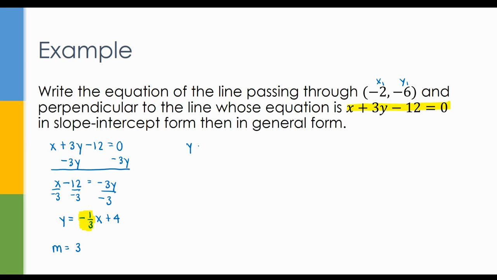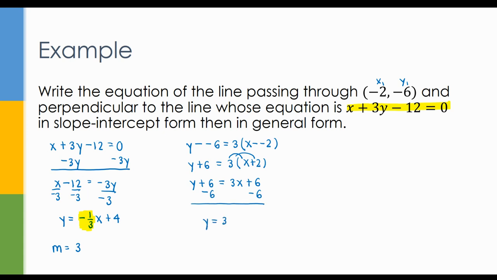I'm going to put it into point-slope form. So we'll have y minus -6 equals 3 times the quantity of x minus -2. Well, back-to-back negatives, it's really y plus 6 equals 3 times the quantity x plus 2. Now to get this into slope-intercept form, I'm going to distribute. So we'll have y plus 6 equals 3x plus 6. I'm going to subtract the 6, and so we get y equals 3x.